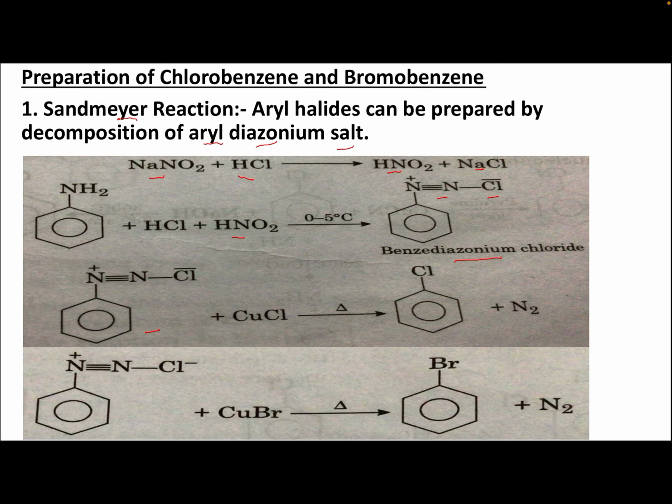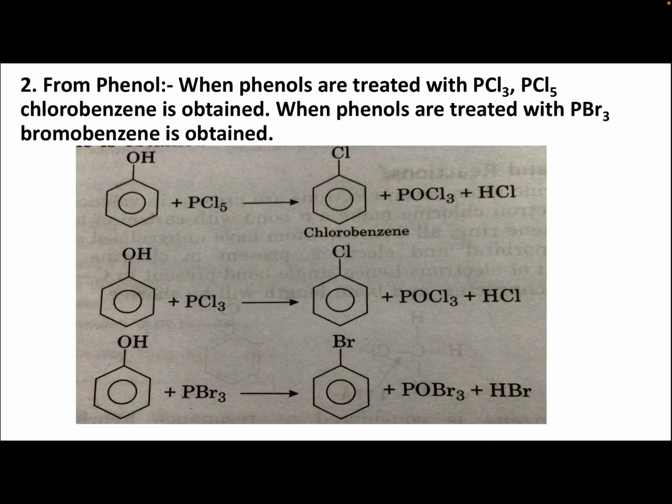This benzene diazonium chloride on reaction with CuCl will give you chlorobenzene and nitrogen. Just like that, benzene diazonium chloride on reaction with copper bromide gives bromobenzene. So by the Sandmeyer reaction, we can prepare aryl halides, that is chlorobenzene and bromobenzene.